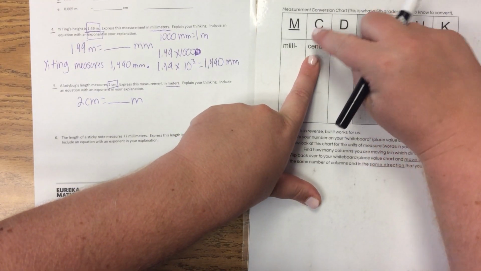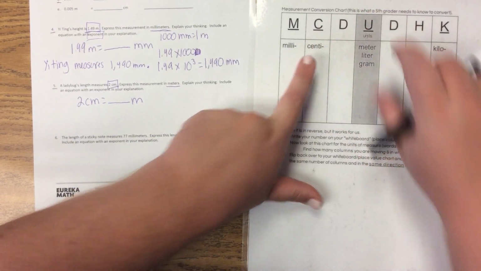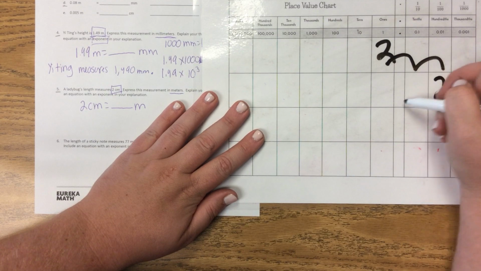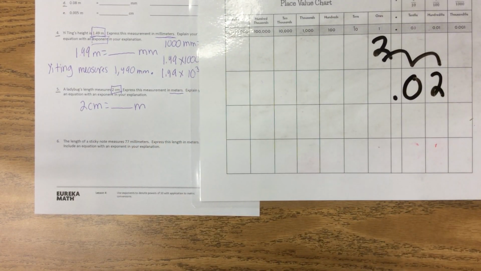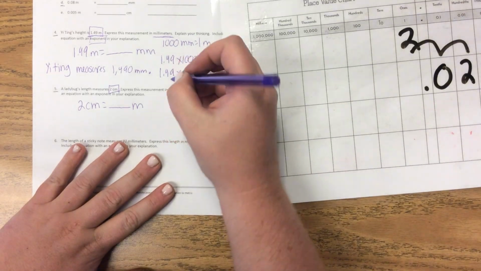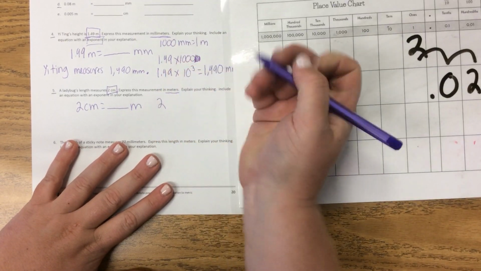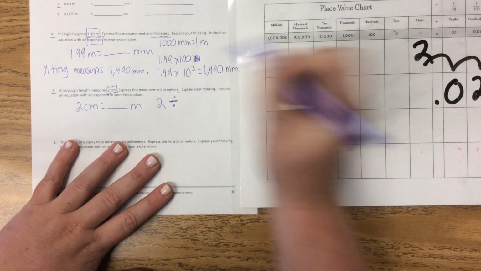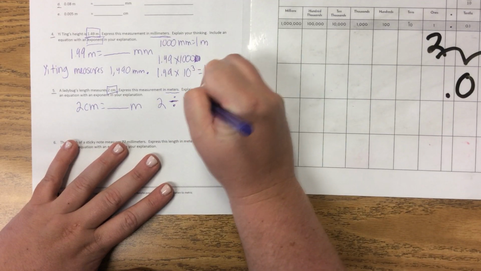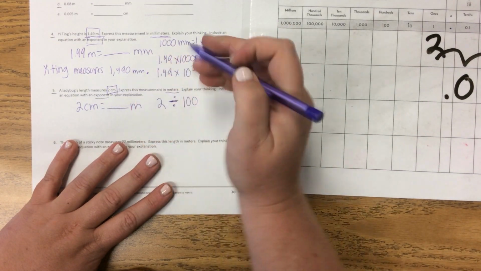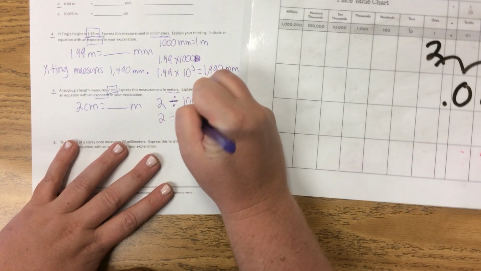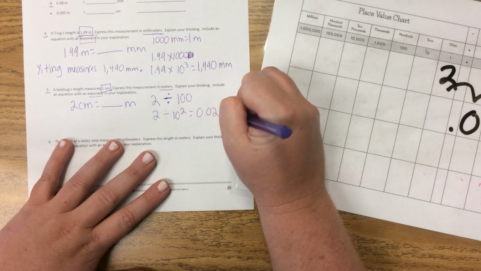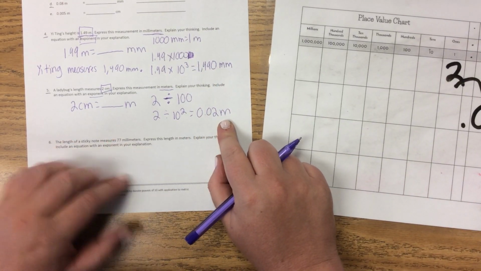Centimeter. I'm moving 2 columns to the right. So that means I'm dividing. 2, 1, 2. Fill in our empty holes with some zeros, and we get 2 hundredths. So let's show our work with our equations. The 2 centimeters, we are dividing because I moved to the right, and I moved 2 hops, so that's dividing by 100. But again, it wants it in exponents, so 2 divided by 10 to the 2nd power, and we got 0.02 meters.